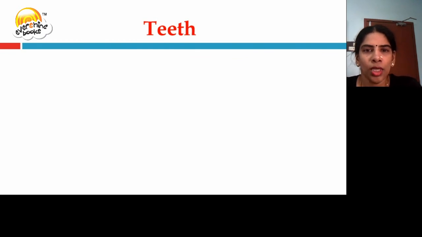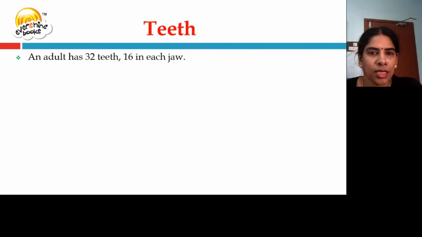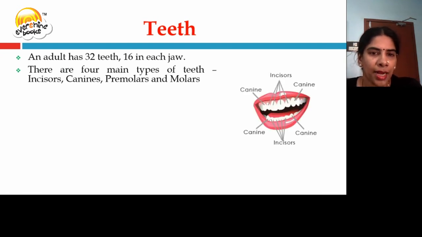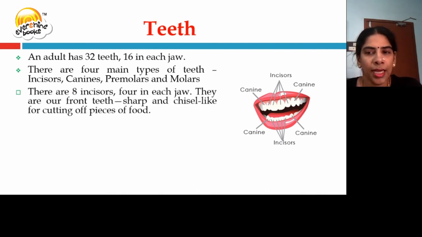Let us discuss teeth. An adult has 32 teeth, 16 in each jaw. There are four main types of teeth: incisors, canines, premolars, and molars. There are 8 incisors, 4 in each jaw. They are our front teeth.